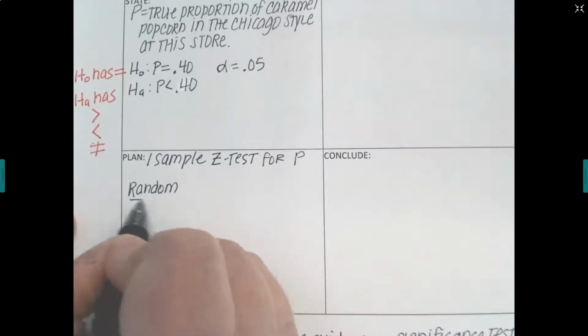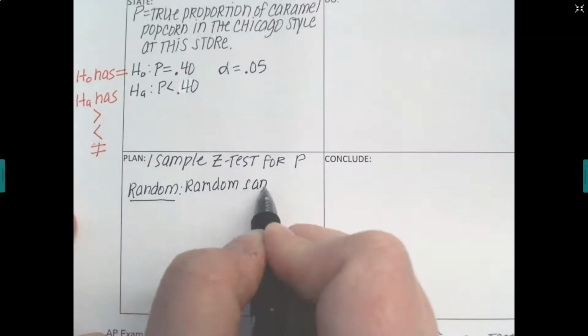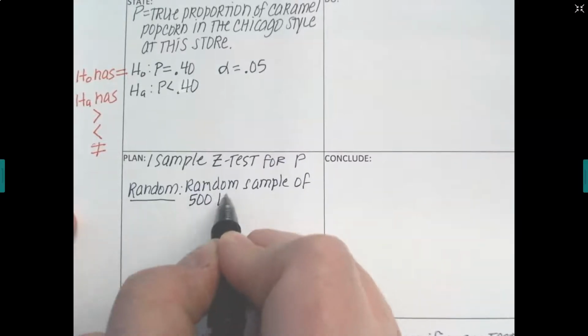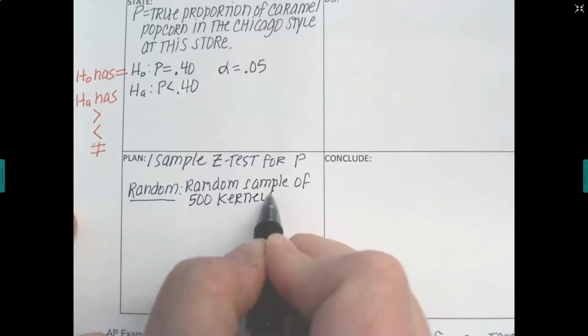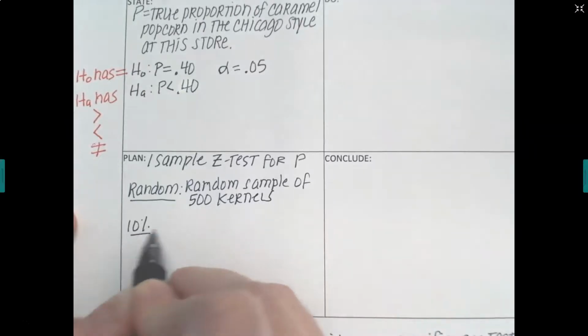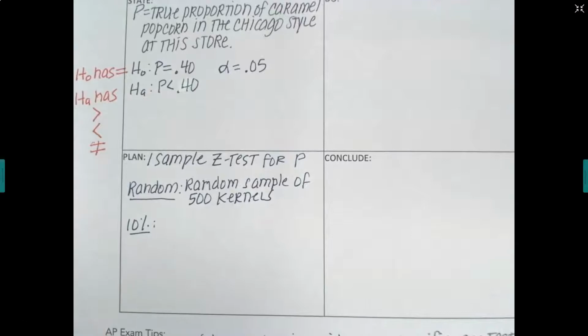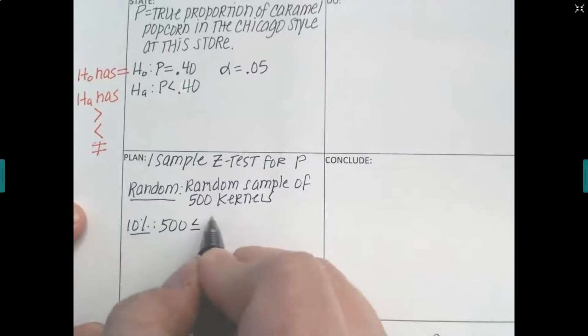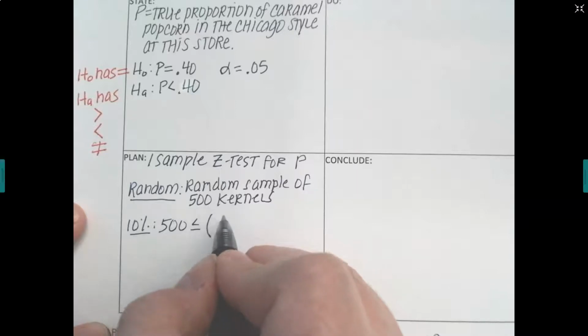So we have random. Remember, we have to specify whether it's random selection or random assignment. So this is a random sample of 500 kernels. Okay, so we're good there. We want to check our 10%. We're sampling without replacement, so we gotta check it. So 500 is less than or equal to all popcorn in the store.